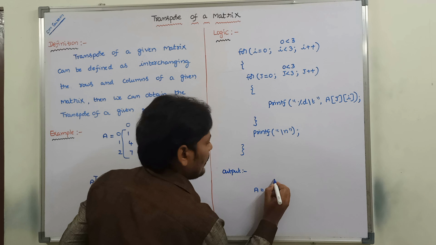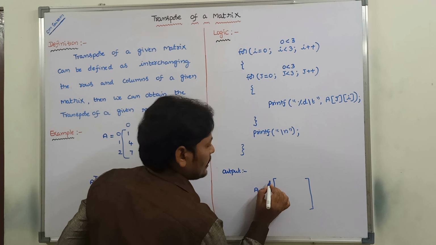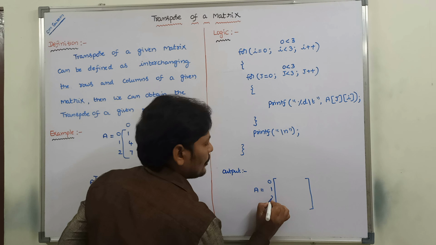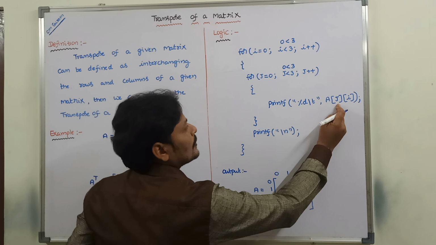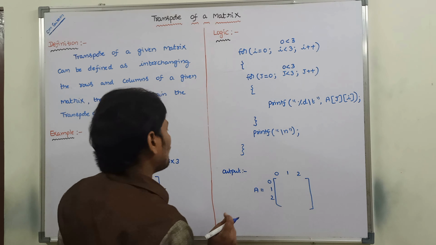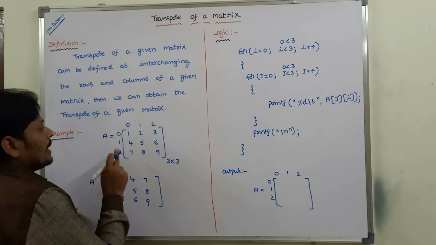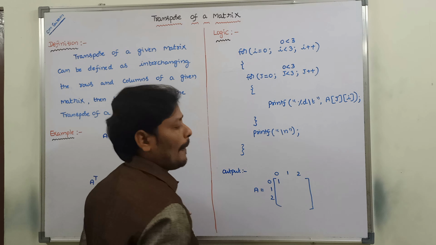Matrix A. This is 0, 1, 2, 0, 1, 2. A of 0, 0: J value 0, I value 0. A of 0, 0 value is printed. What is A of 0, 0 value? 1. 1 is printed. Okay.